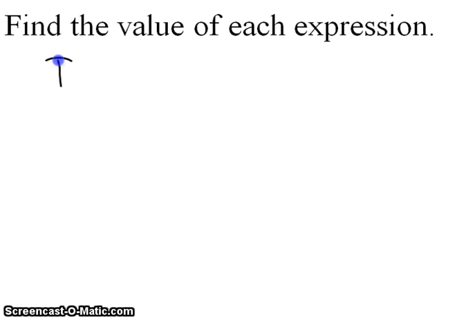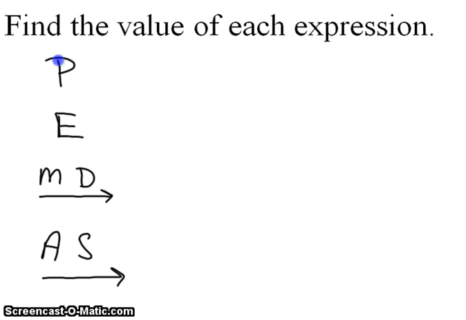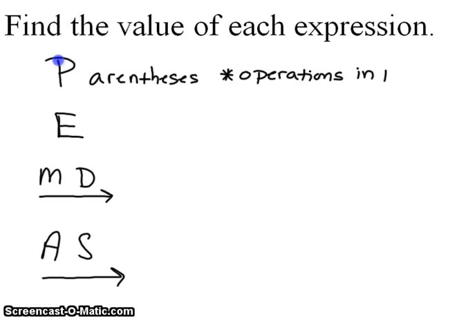Now, I like to write it this way. P, E, but then I write the M and the D on the same line, and I put an arrow going left to right, and then the A and the S on the same line with an arrow going left to right. Now the P does stand for parentheses, but what you really got to take note of here is that it really stands for working on operations that are contained in parentheses or groupings.